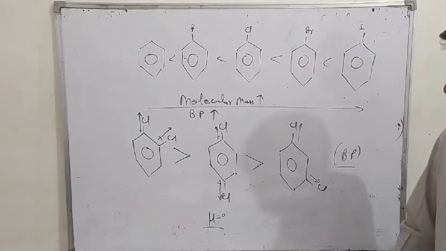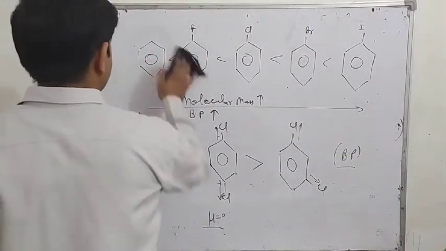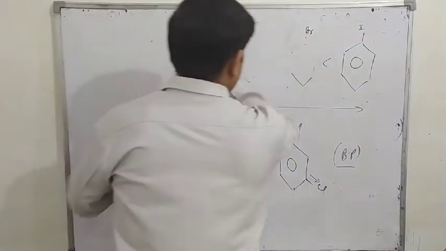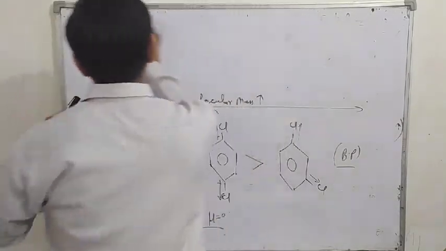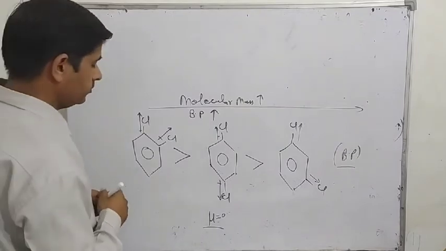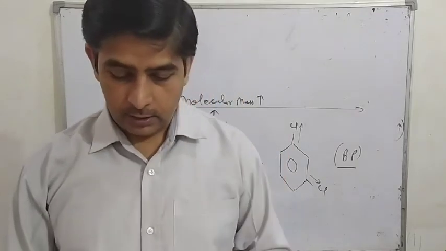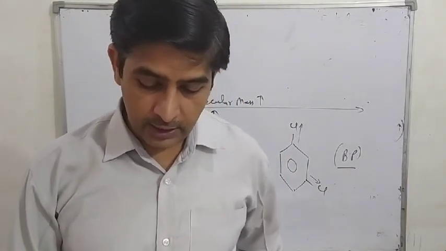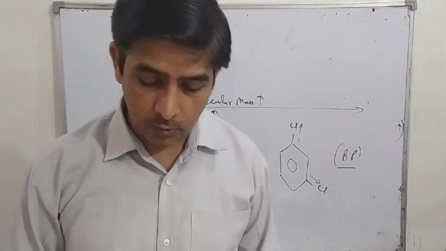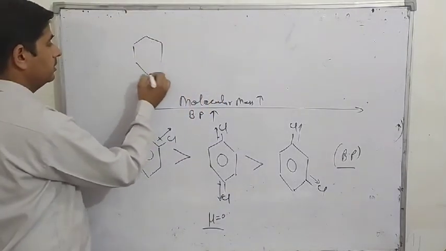Okay, and let's talk about the melting point. अब हम बात करें melting point के बारे में. If we compare the melting point of a compound, so again we have three compounds: ortho, para, and meta. And if we talk about the melting point, actually para has greater melting point than other.